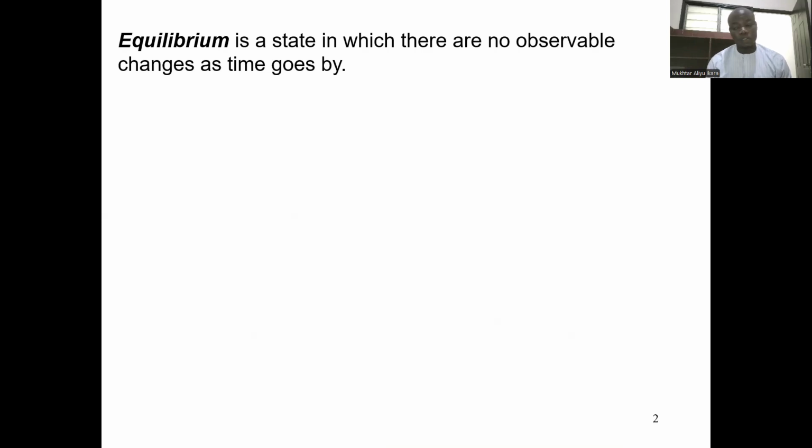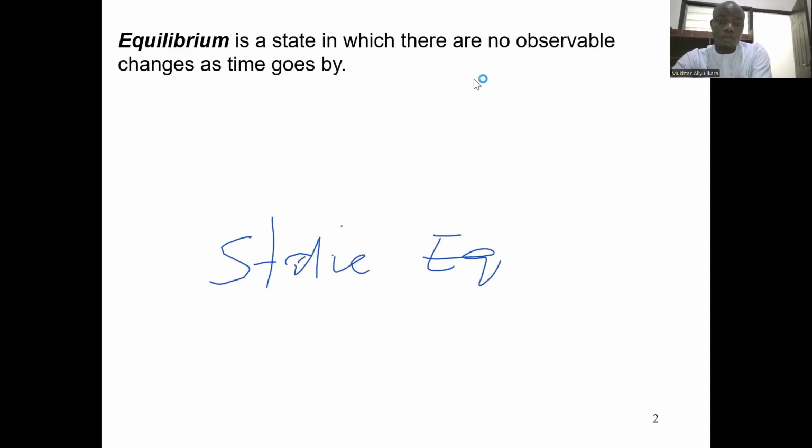Of course, we have two types of equilibrium: static equilibrium and dynamic equilibrium. In the case of static equilibrium, there is no motion, but the balance is maintained. But in the case of dynamic equilibrium, there is constant motion, but the balance is also maintained. So we have these two types of equilibrium.